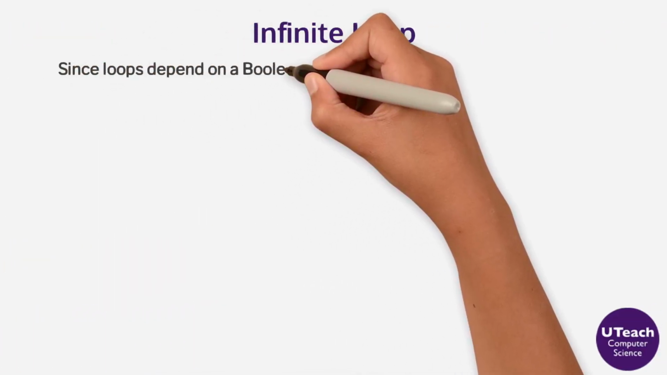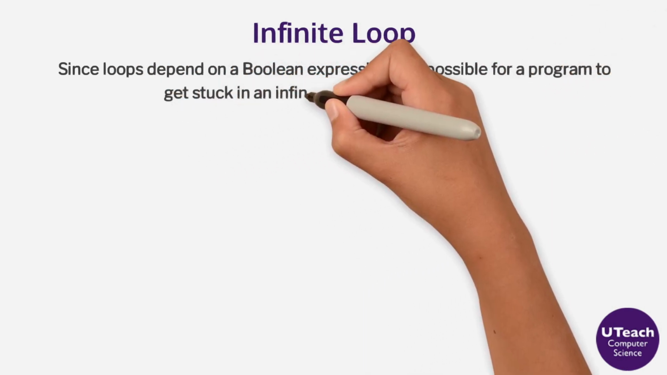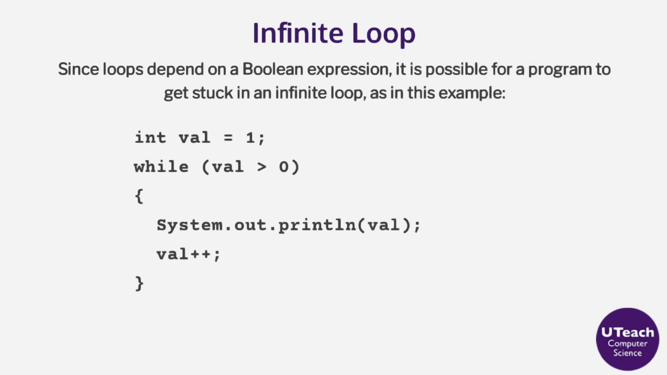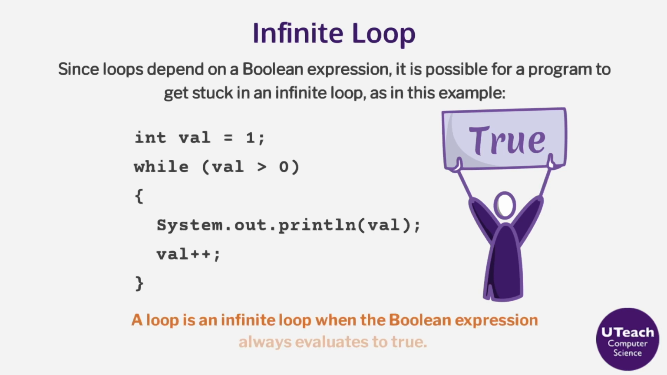Since loops depend on a Boolean expression, it is possible for a program to get stuck in an infinite loop, as in this example. Since val is never less than 0, the Boolean expression always evaluates to true, and this loop will run forever. A loop is an infinite loop when the Boolean expression always evaluates to true.